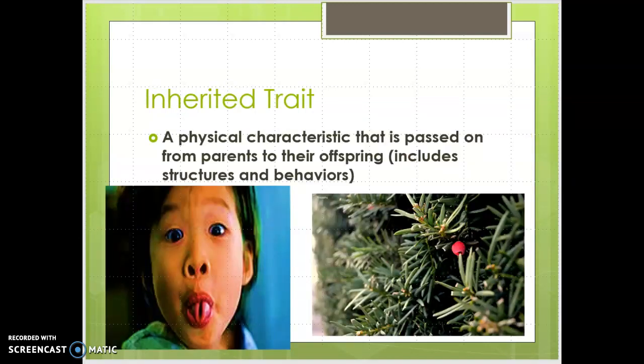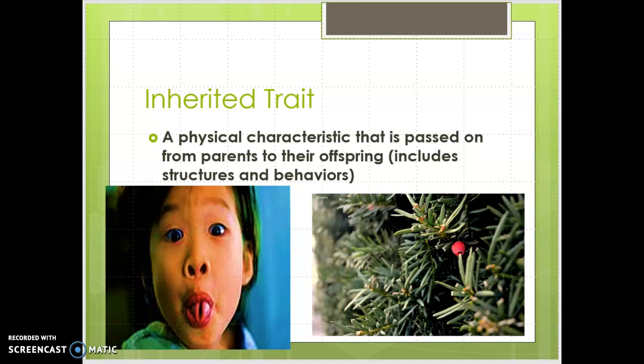Our next word is inherited trait, and that is a physical characteristic that is passed on from parents to their offspring. It includes structures and behaviors. So some interesting things that you will probably notice as you get older is that you'll start doing some of these things, some characteristics, such as the way that your parents do it.